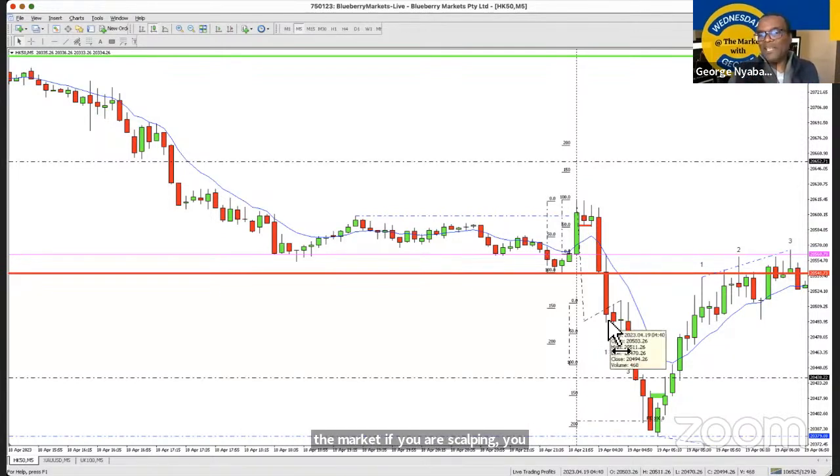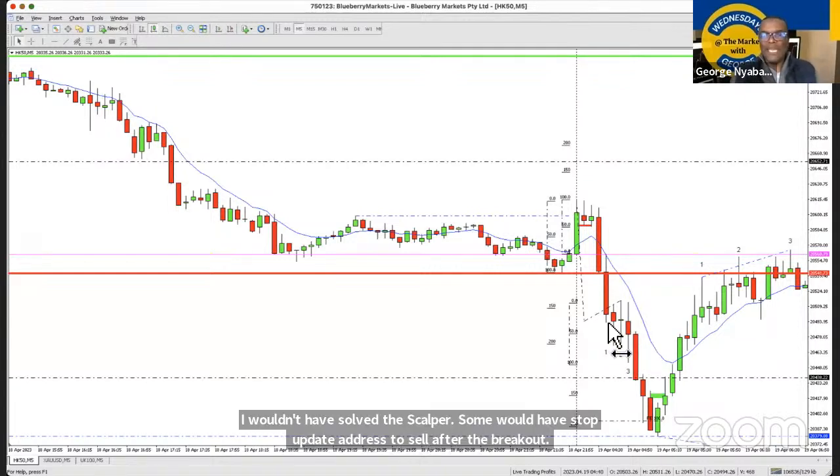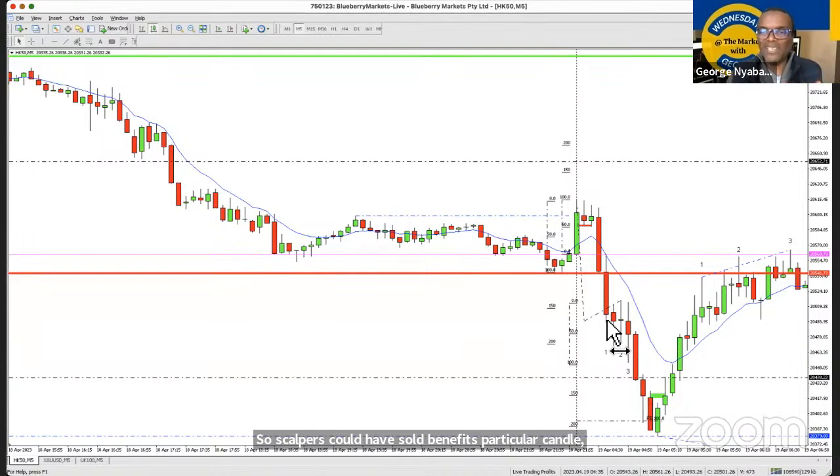you can just sell beneath a bear candle. Okay, I wouldn't have sold beneath here as a scalper. Some would have stopped up there, but best to sell after the breakout. So scalpers could have sold beneath this particular candle, and then they're going to hold on to their trades as much as they can. They might have exited here with the doji, because if you look at enough charts, when you see that kind of doji, it might just go up and test. But in this case, it didn't.